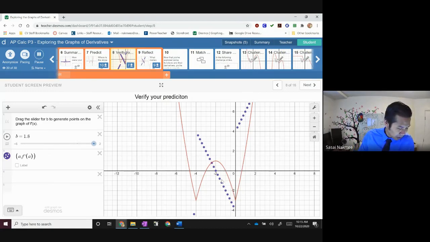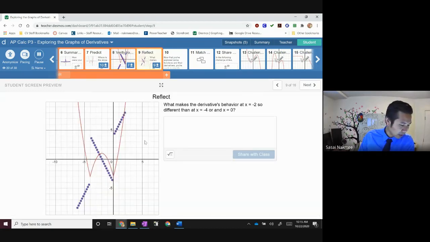But anyways, it goes off towards negative infinity as it approaches this 0 point from the left side, and then it goes from positive infinity to these values right here as I'm looking at it when it approaches on the right side. So can you guys go in there and reflect off these points and see what makes the derivative's behavior at x equals -2 so different from x equals -4 and x equals 0? Okay? All right.